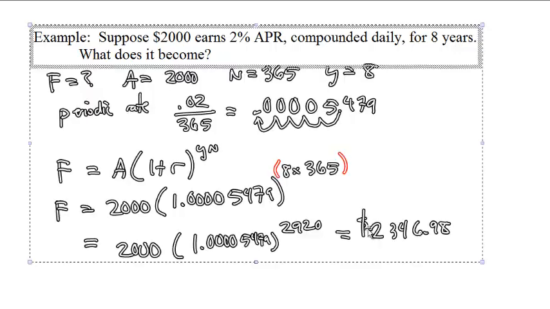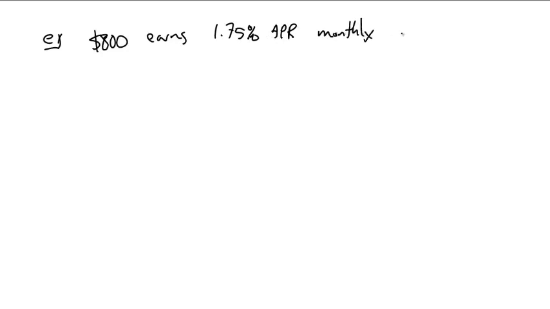Oh, let's just do one more example. Let's say we have $800. $800 earns 1.75% APR. Let's say monthly. Monthly is pretty popular. For 5 years. A fun example is, look at the difference between monthly and daily. It's pathetic what the difference is.